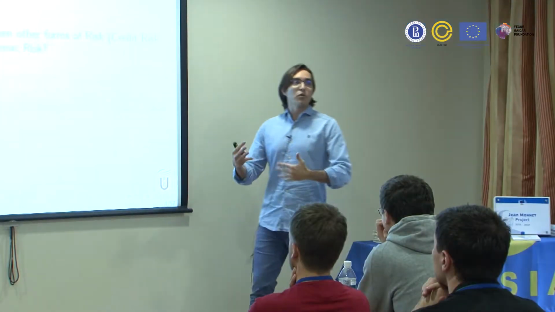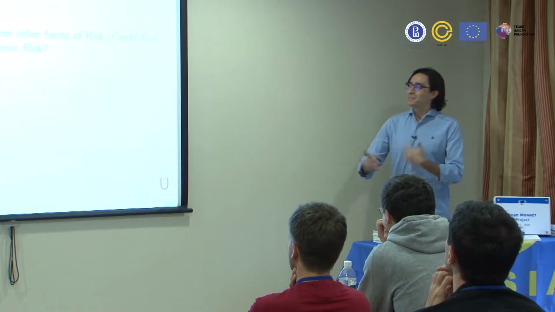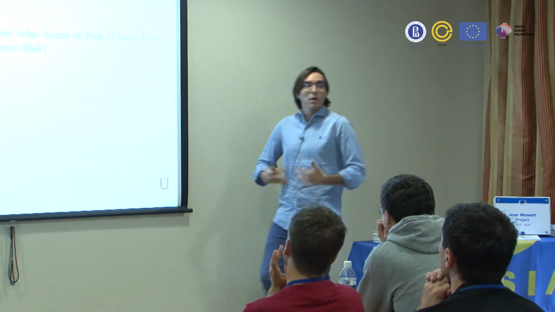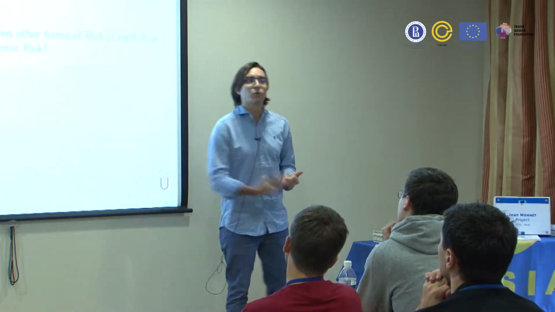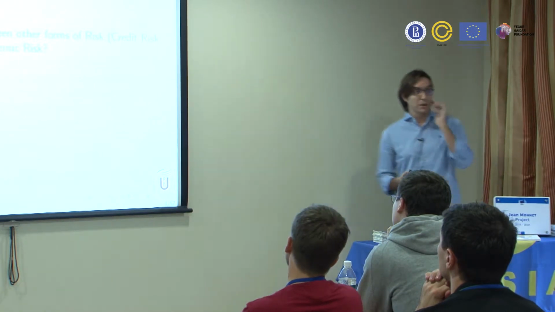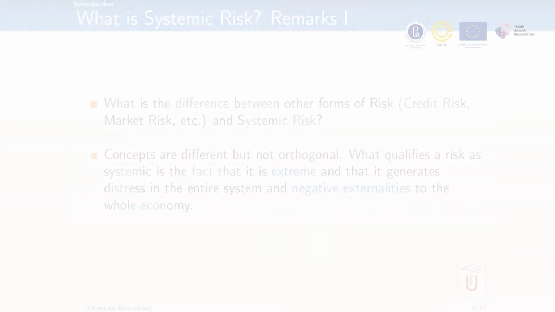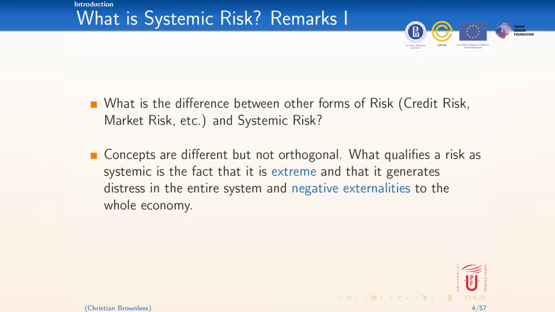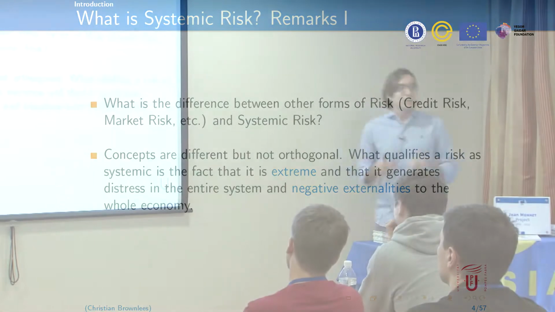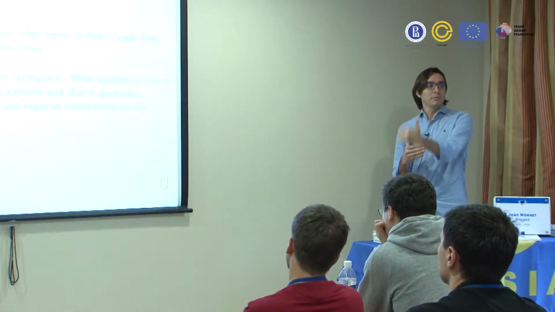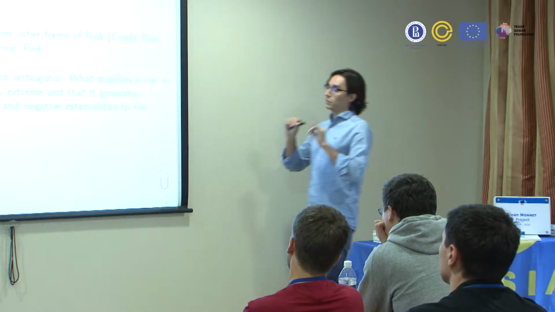So is systemic risk orthogonal to other types of risk that we know and we have studied through the years, like credit risk, market risk, operational risk, etc.? In my view, systemic risk is absolutely not orthogonal to these already existing types of risk. In a way, what qualifies a risk as systemic is the fact that it is so extreme that it can halt the correct functioning of the financial system.